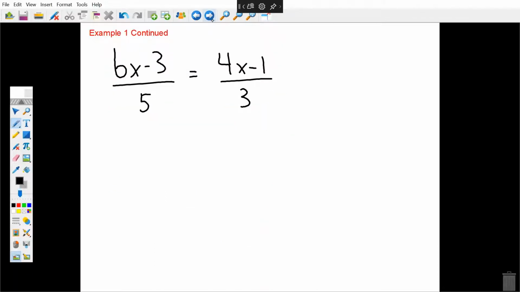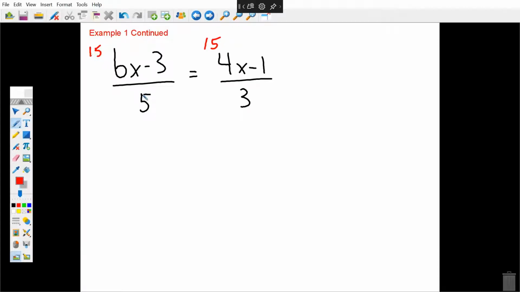So take a minute, write this down. (6x minus 3) over 5 equals (4x minus 1) over 3. Once again, before we do anything else, we need to eliminate those fractions. Anytime we can eliminate the fractions, that's what we want to do. So we look at the denominators, 5 and 3. The multiple of 5 and 3 is 15. So multiplying both sides by 15 will eliminate our fractions.